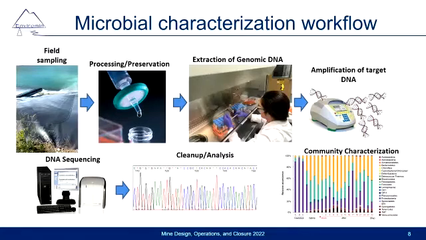Sequence comes back to us raw and ugly as a whole bunch of colored peaks. We clean that up to make sure that we're looking at our own environmental samples, do our own QA and QC in-house, and then take that out to community characterization here. So we've gone from a sample with just a few microbes in it out to being able to find out who's home in all of these different samples.